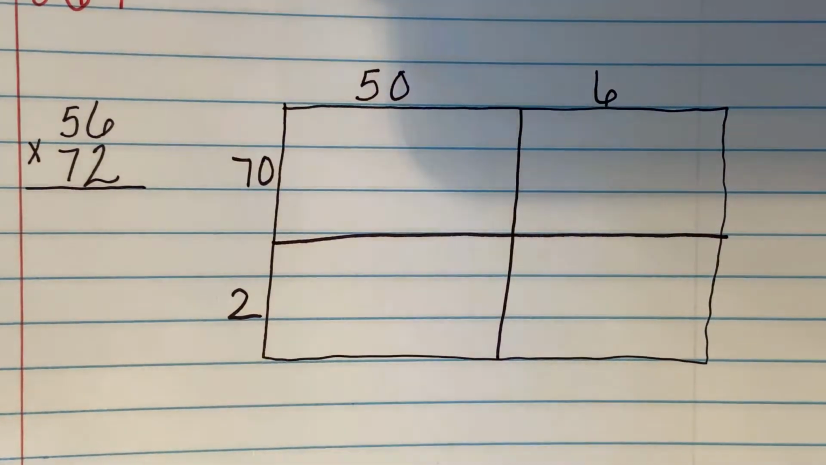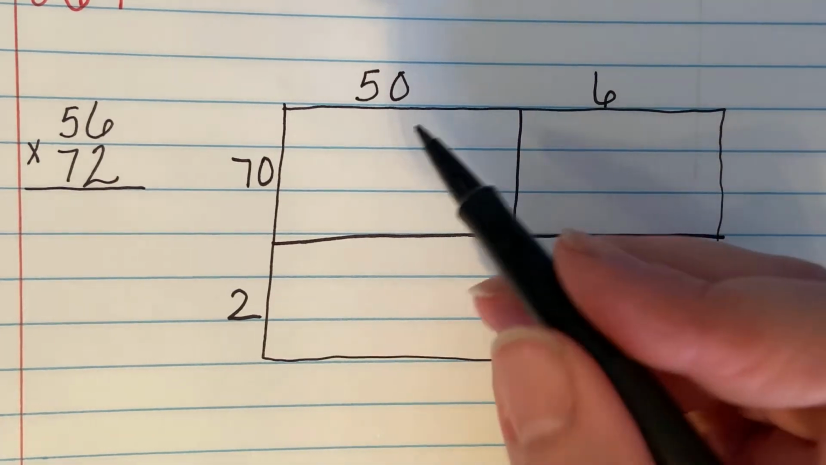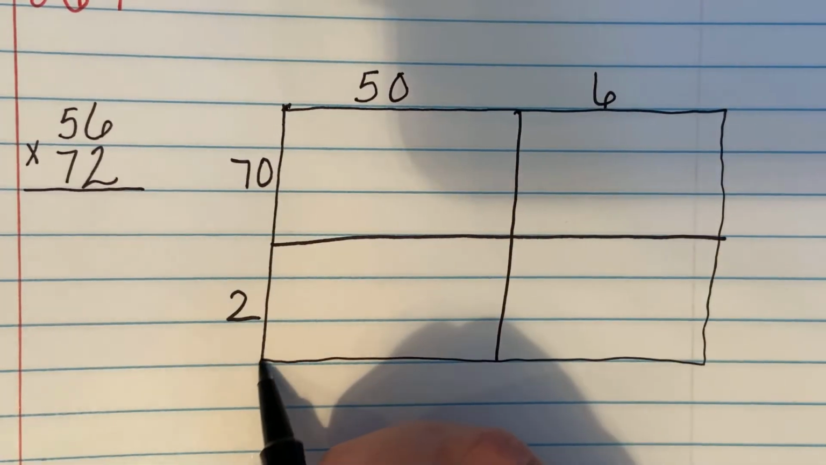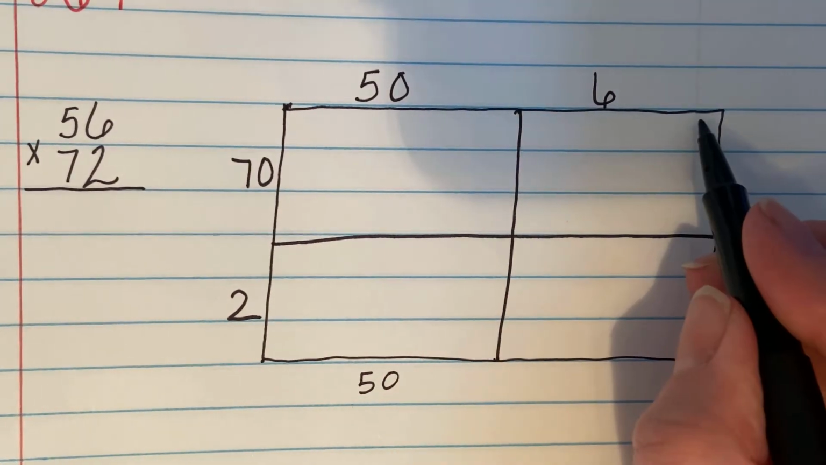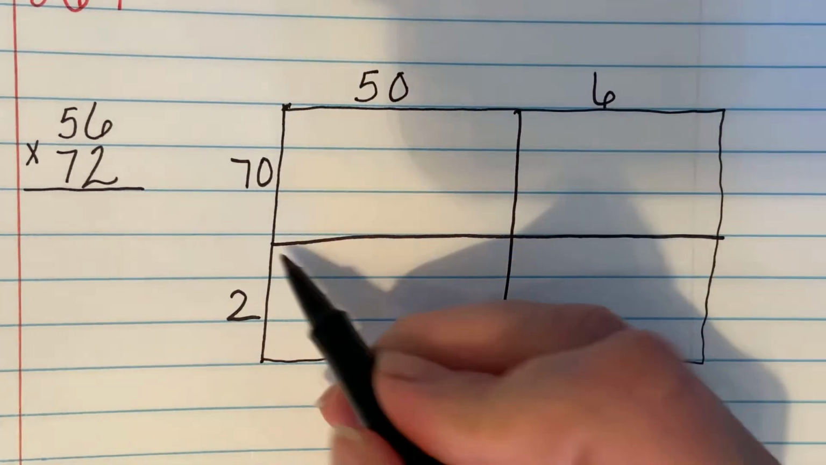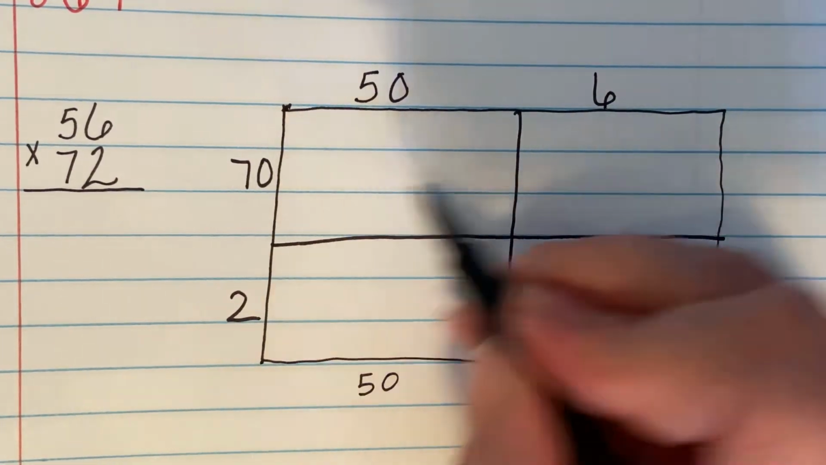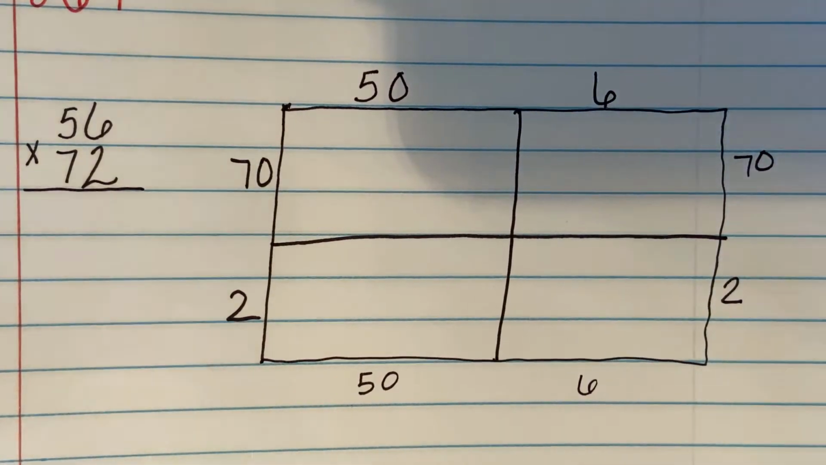Now, I've got to find out the area in the box. But before I do that, since from here to here is 50, from here to here has to be 50, so I'm going to put 50 there. That's 6, so 6 is going to come down here. This is 2, so 2 is going to be over here, and 70 is here, so 70 is going to be over here.